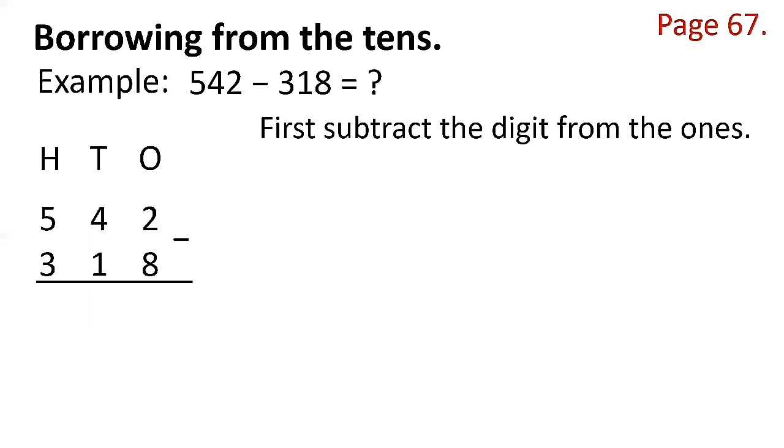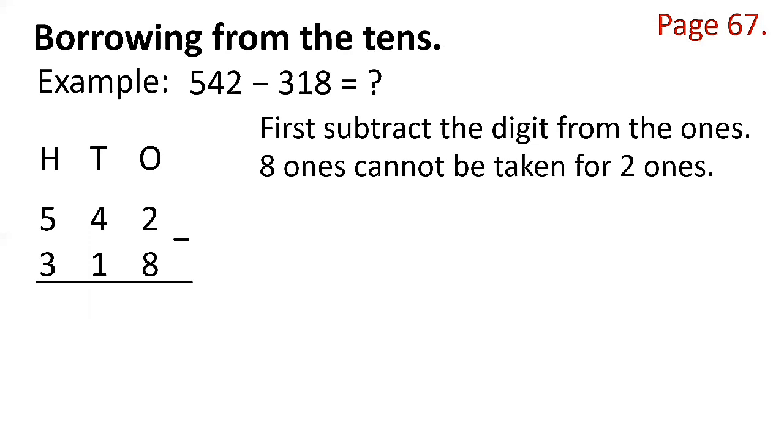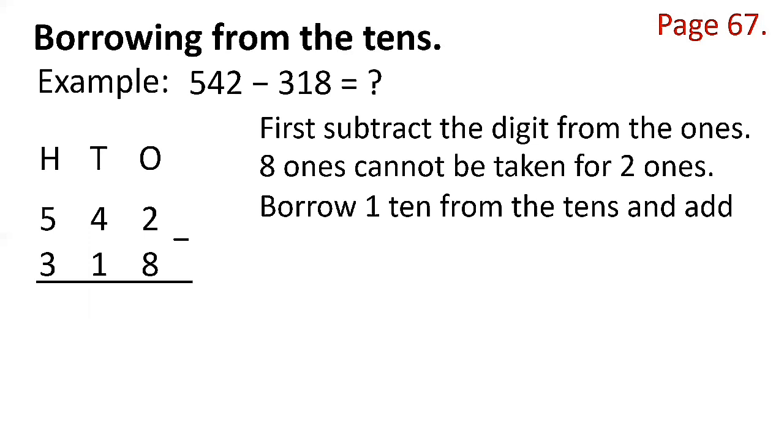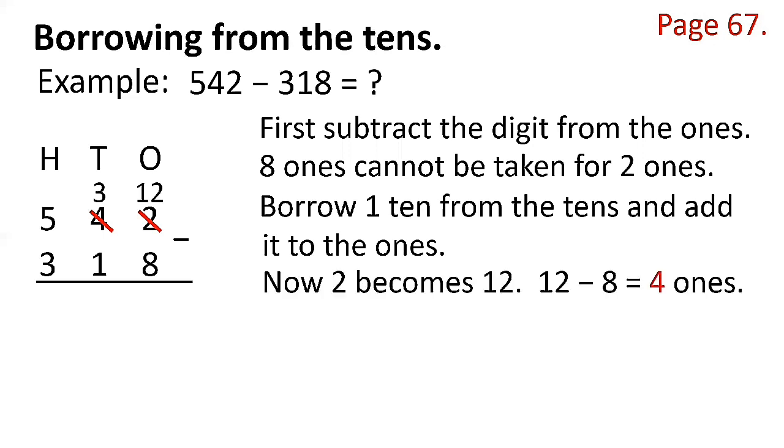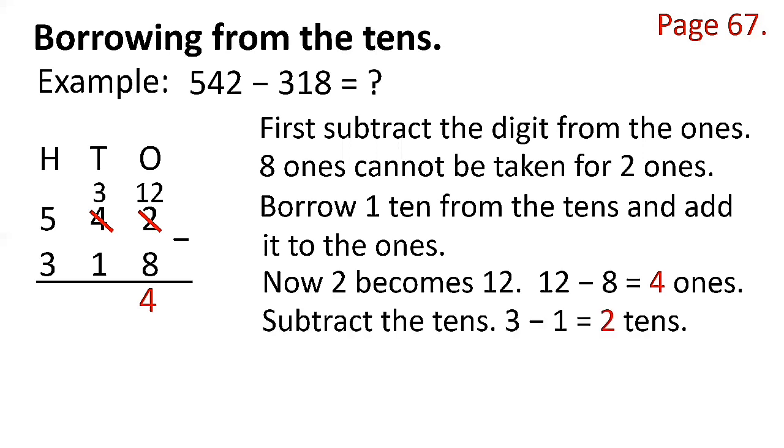And here first, subtract the digit from the ones. So 8 ones cannot be taken from 2 ones. Borrow 1 ten from the tens and add it to the ones. Let's cancel the 4, it becomes 3. And cancel the 2, it becomes 12. 12 minus 8 is 4 ones.